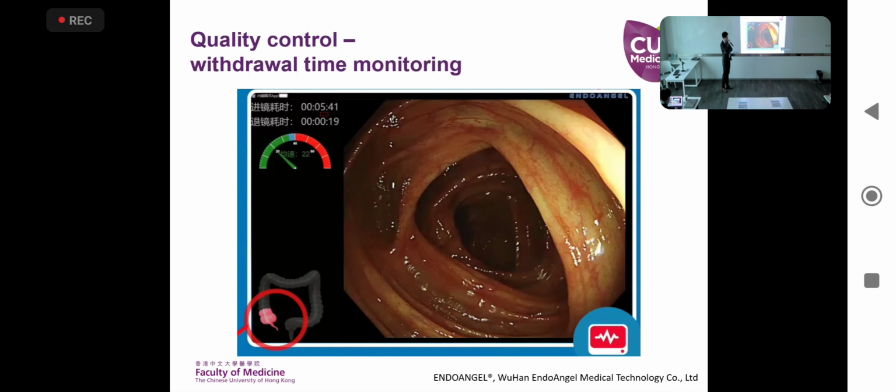Another thing, talking about colonoscopy, is of course the withdrawal speed. As I mentioned just now, a short withdrawal time may be associated with a lower chance of adenoma detection. That's why there's another application from a China company called EndoAngel. At the left upper corner, there's what we call a speedometer, which is a real-time monitor of the withdrawal speed. If the endoscopist withdraws the colonoscope too quickly, the alert will turn red, so that the endoscopist will be alerted and slow down, to ensure there's no missing point as well.